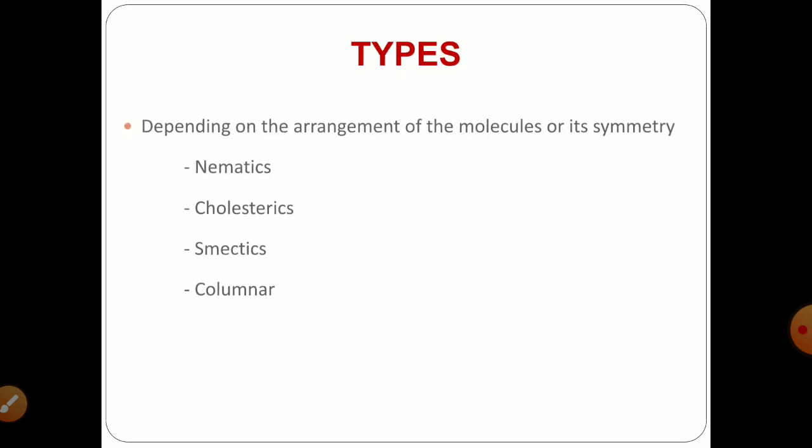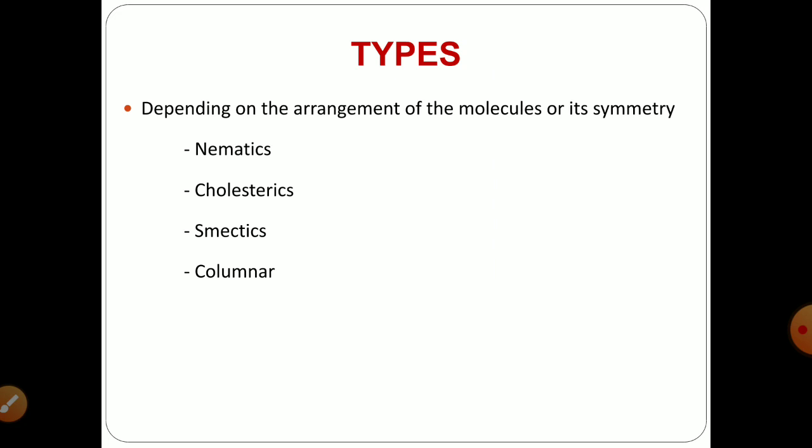There are four basic types of liquid crystals, and these types are based on the arrangement of molecules or its symmetry. Based on this, these liquid crystals are subdivided into four main types, or what is scientifically known as mesophases. The four types are nematics, cholesterics, smectics and columnar. Let's see one by one.